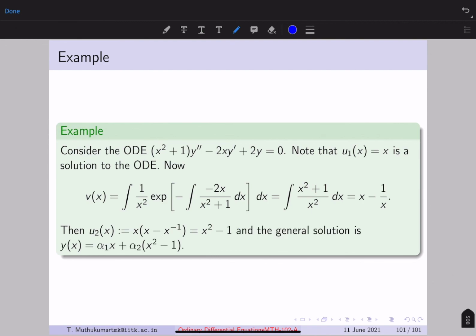So the general solution of this ODE is a linear combination of u1 and u2, which is this. Every solution of the second order ODE is of this form. So that's the general solution. In that way we have solved this ODE.